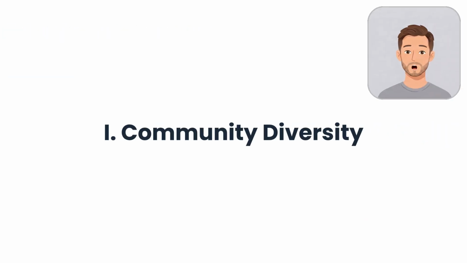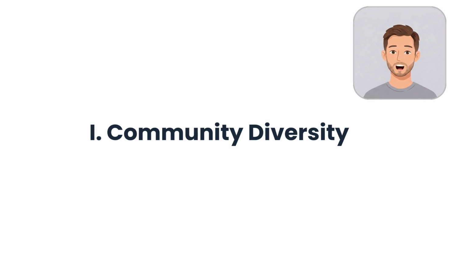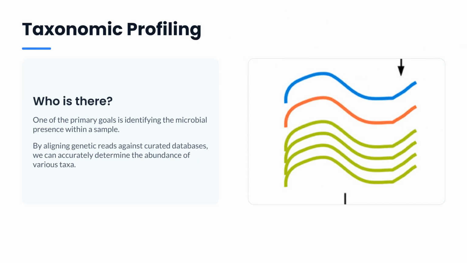We begin with the first objective: community diversity. Taxonomic profiling addresses the question of who is there in a microbial sample. By aligning genetic reads against curated databases, we can accurately determine the abundance of various taxa.